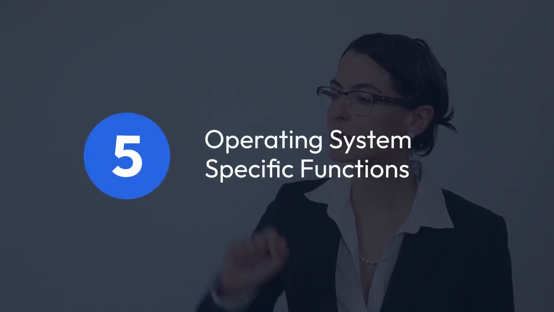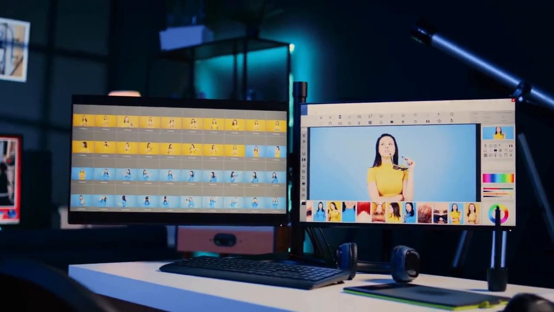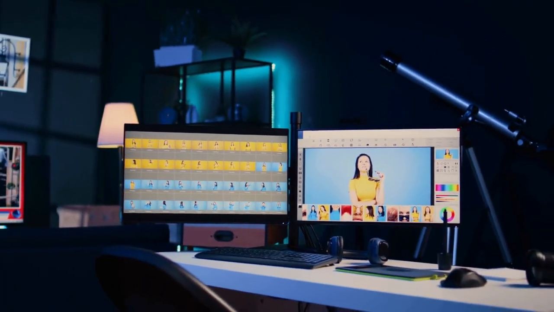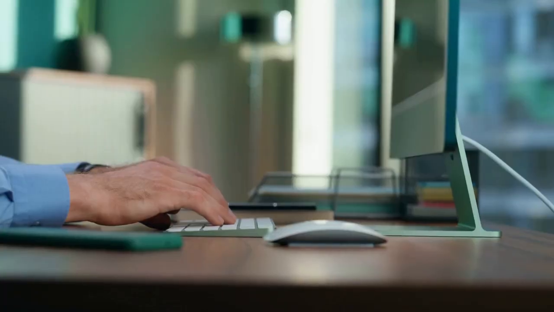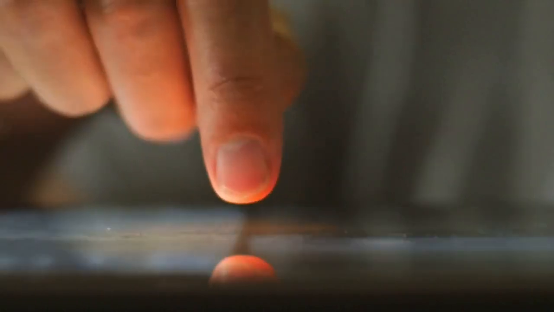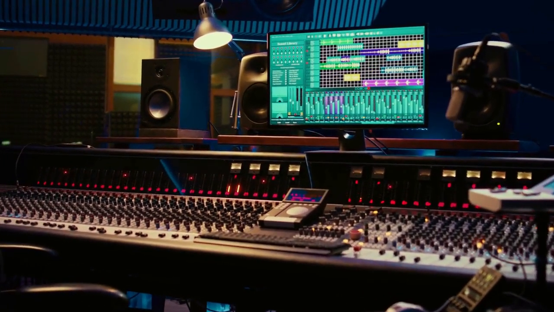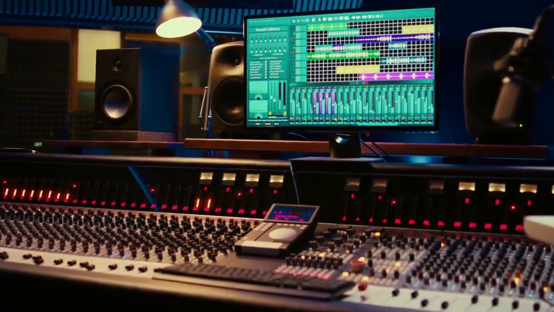5. Operating system-specific functions. Different operating systems offer their own functions for retrieving file paths or information. For example, in Windows, you might use functions from the Windows API, while on Linux or macOS, you might use POSIX functions, often accessible through language-specific libraries. These methods often involve accessing the system's file system information directly.